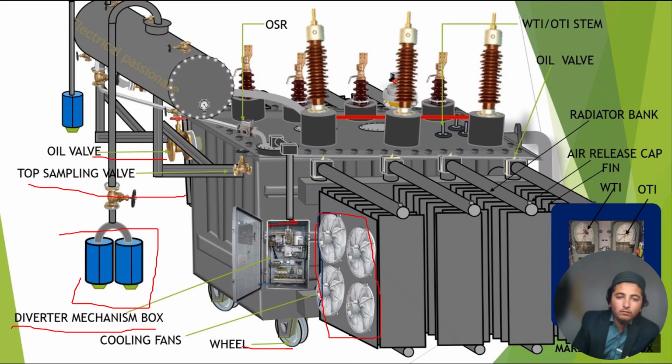This is the oil valve, and this is the oil surge relay which maintains the temperature and pressure of oil. This is the WTI, the oil temperature indicator and winding temperature indicator. These are the oil temperature indicator, radiator bank, air release cap, and this is the oil temperature indicator and winding temperature indicator. In the next video we will see further about the transformer, inshallah.